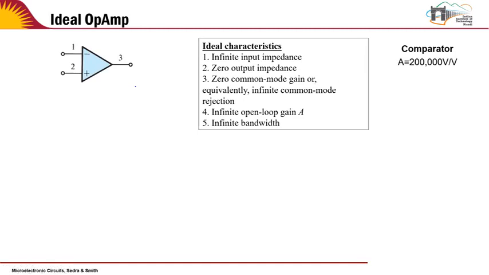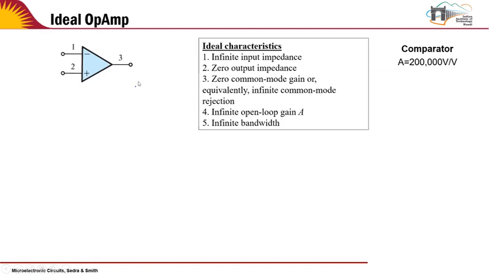So the basic op-amp is a 3-terminal device. The way the symbol is drawn, it has 2 inputs, 1 and 2, and the output at the terminal 3. The ideal characteristics of an operational amplifier are that it has infinite input impedance, which means no current can flow into these terminals 1 and 2. It has 0 output impedance at the terminal 3, and it basically functions as a comparator.